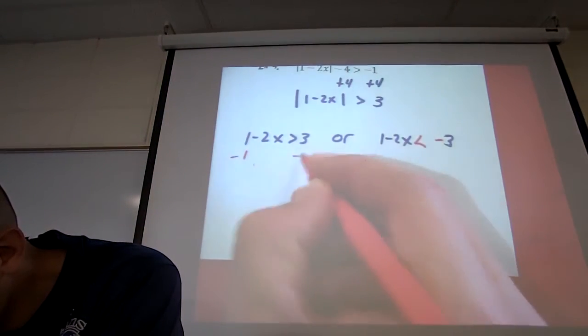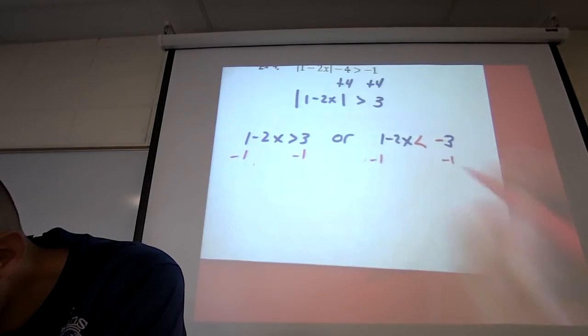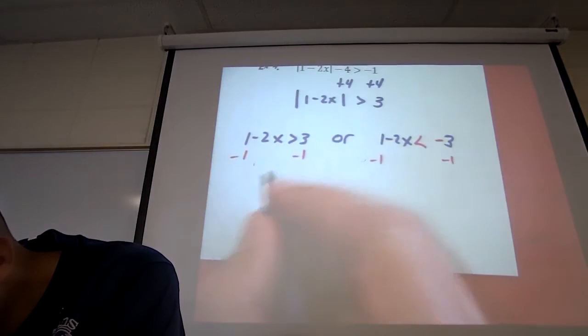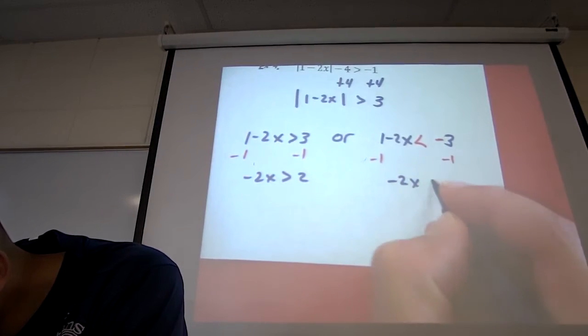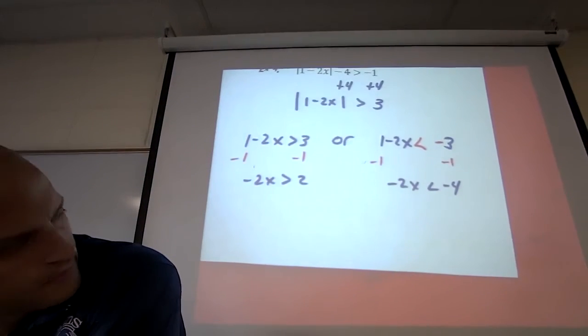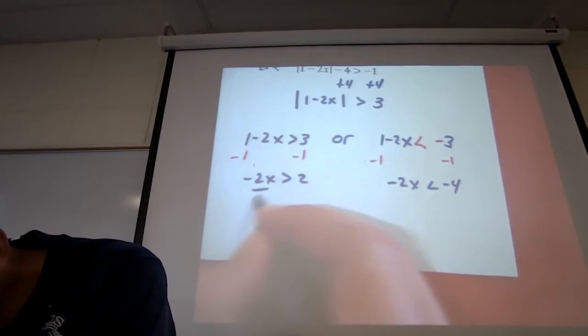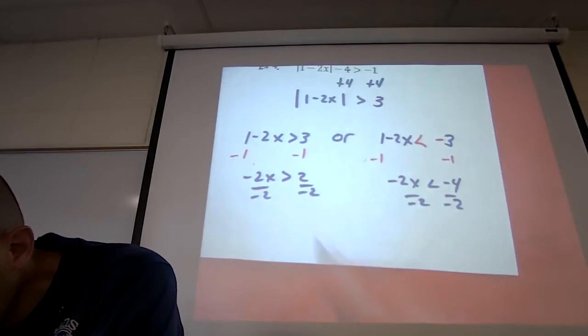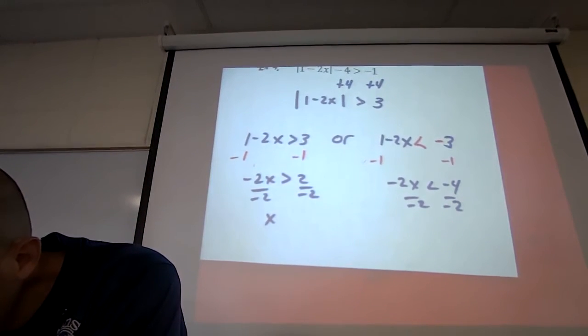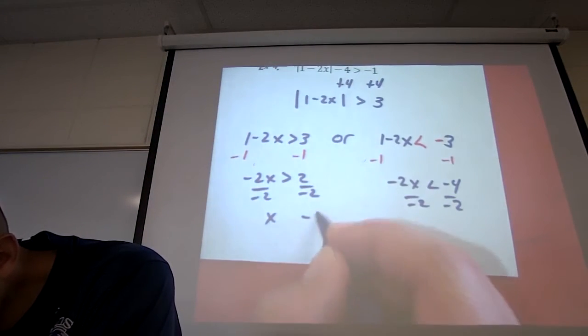I subtract 1. Subtract 1. So now I have negative 2x is greater than 2, or negative 2x is less than negative 4. And then I divide by negative 2, divide by negative 2. And 2 divided by negative 2 is negative 1.